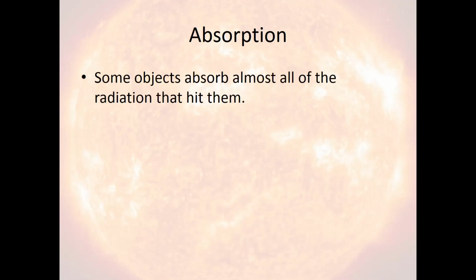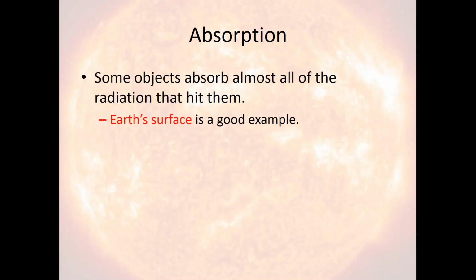Some objects, like the surface of the Earth, absorb just about everything that hits them. So Earth's surface is a good example of this. The radiation that hits it, it absorbs. It doesn't really do a whole lot else with it. And it doesn't really absorb only certain wavelengths and reflect other wavelengths. No, it absorbs most of what hits it.